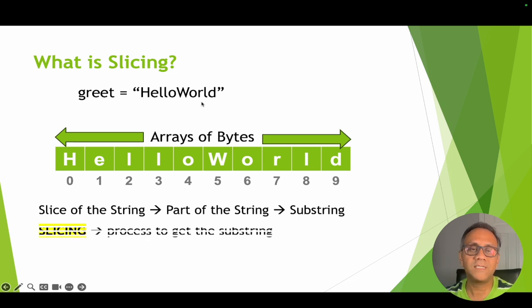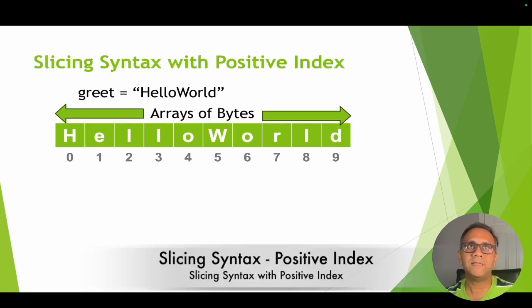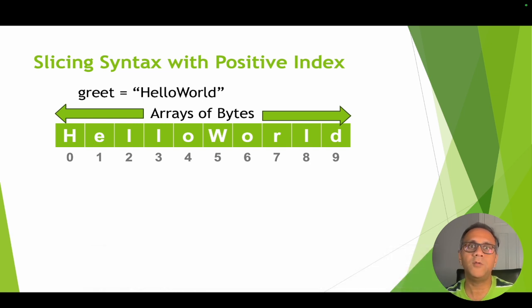So the process to get the substring, or the slice of the string, or the part of the string, is called slicing. Let's say you have a pizza and you want to get a slice of the pizza. Then what will you use? You will use either a knife or a pizza cutter. So in a Python string also, when you're trying to get the slice of a string or the substring, you will use the colon as the operator.